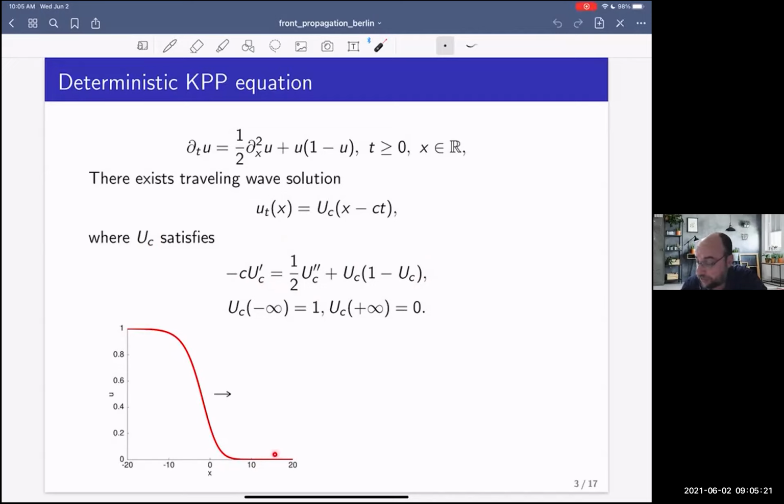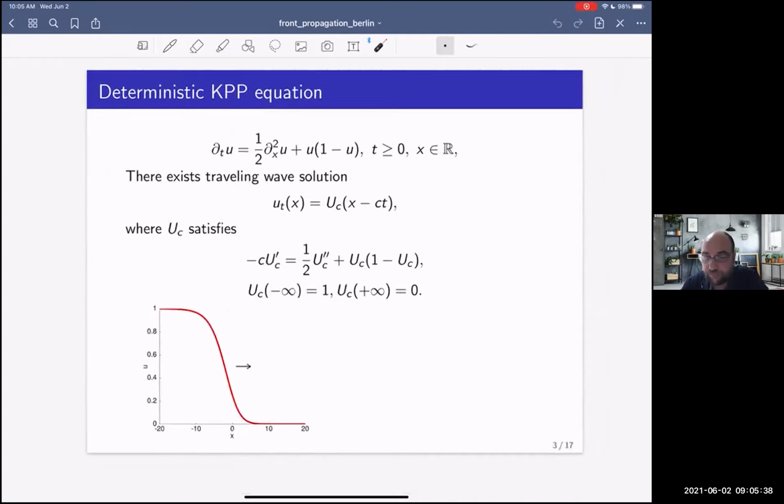The picture here is a bit misleading. It looks like the solution equals 0 here and it equals 1 here. No, it's just very small. So it's positive everywhere and less than 1 everywhere, just getting very, very small to the right and very close to 1 to the left. Okay.